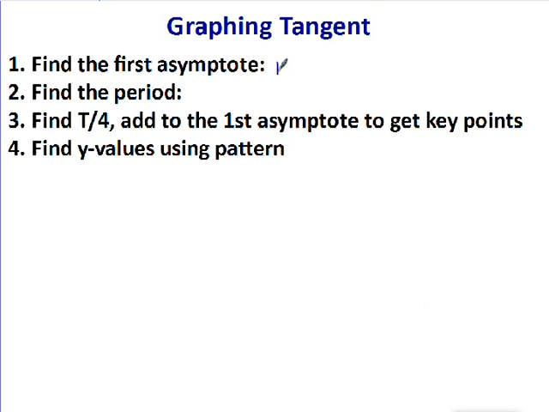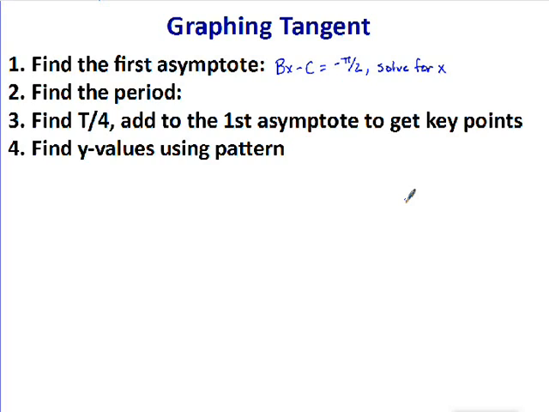Okay, it is bx minus c, still, just like we do with cosine and sine, but this time it is going to be set equal to negative pi over 2, and then you solve for x. That is because in the parent function of tangent, which we just graphed, the first asymptote is at negative pi over 2. So that's what you're going to set it equal to. Then you're going to find the period.